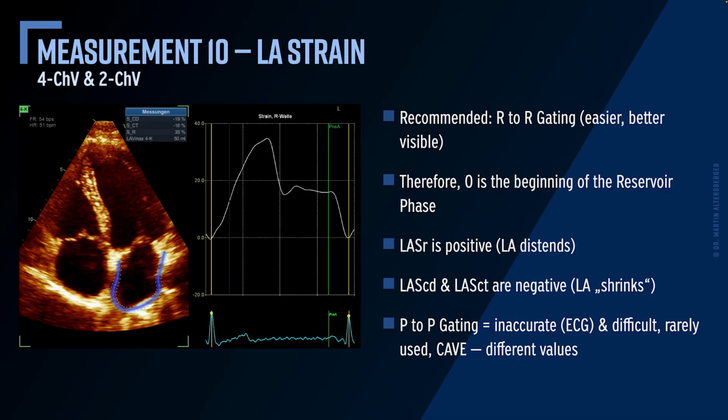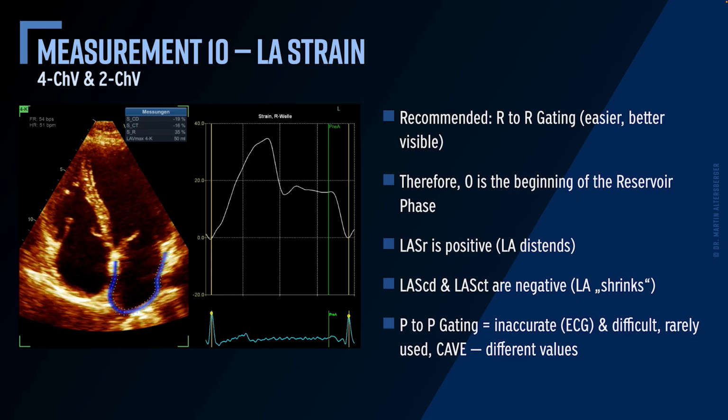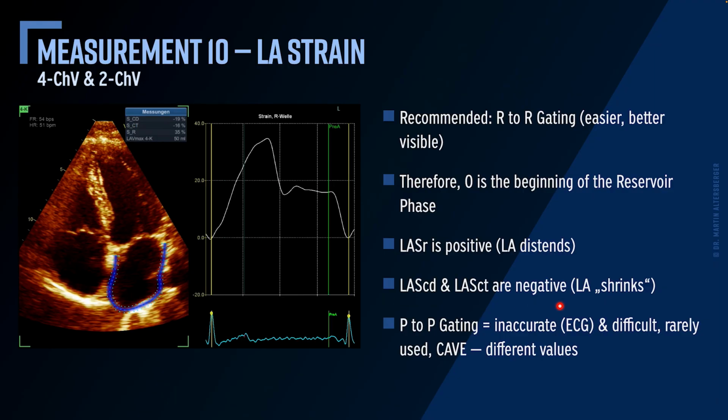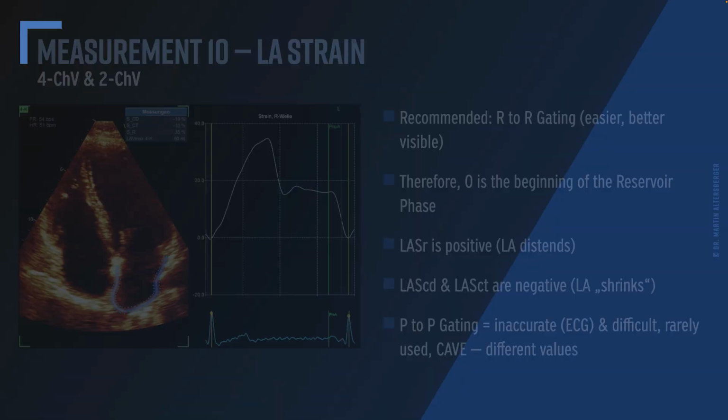As said, the left atrial strain reservoir phase, it's positive, the left atrium distends. The conduit phase, the contraction phase, the left atrial strain conduit and left atrial strain contraction, they are negative. The left atrium is getting smaller, it shrinks.